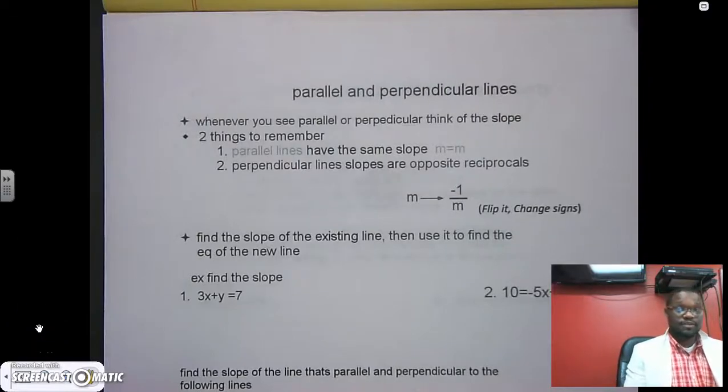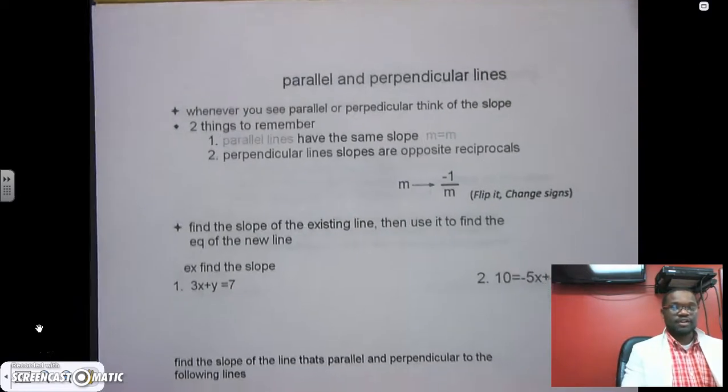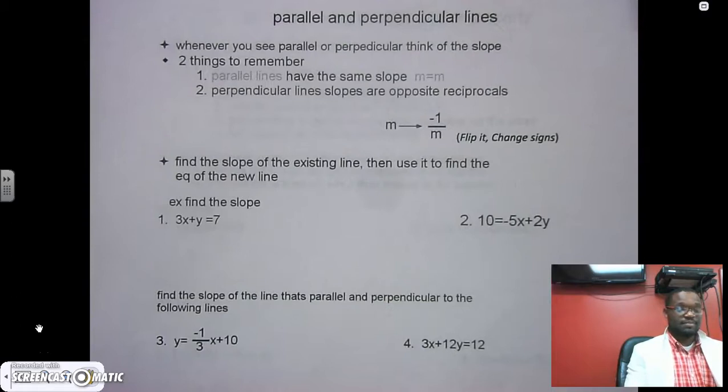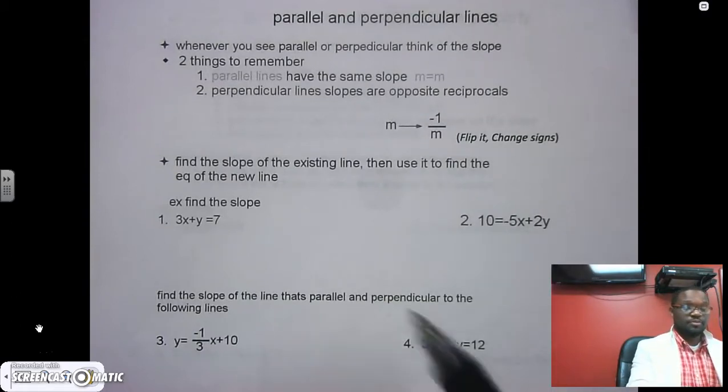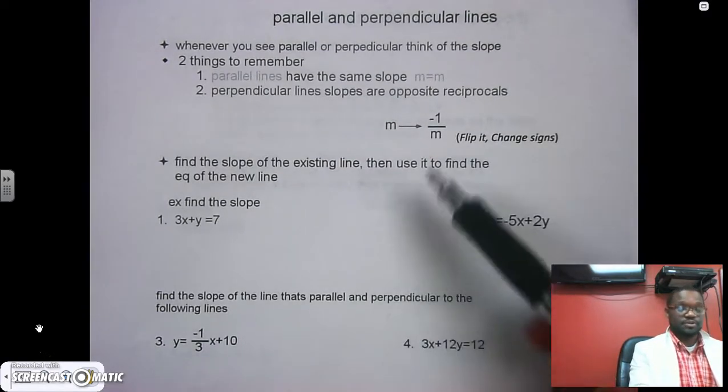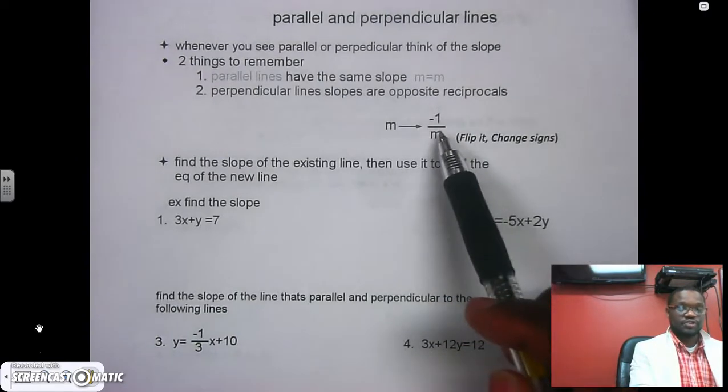Okay guys, today we're going to talk about parallel and perpendicular lines, and it's a very simple concept if you wrap your mind around it. The basic concept is you need to be thinking of slope whenever you see the word parallel and perpendicular. A couple of things that you should want to remember is that parallel lines have the same slope. Perpendicular lines, slopes are opposite reciprocals, and that's what this little demonstration is trying to show you here.